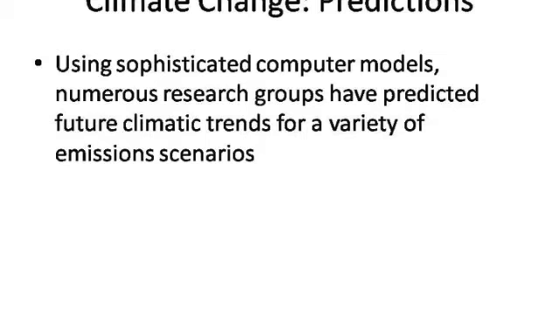And when I say models, what I'm talking about are sophisticated computer models used by numerous research groups to predict future climatic trends using a variety of emission scenarios. And by emission scenario, I mean a number of different possible futures for how much greenhouse gas we as an industrial society emit. Because ultimately, the amount of global climate change that we will endure in the coming century is strongly dependent on how much greenhouse gas we emit into the atmosphere.